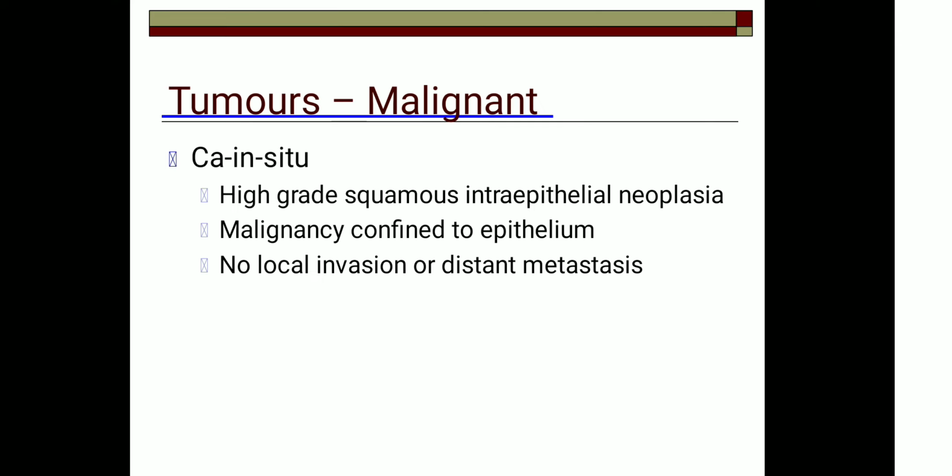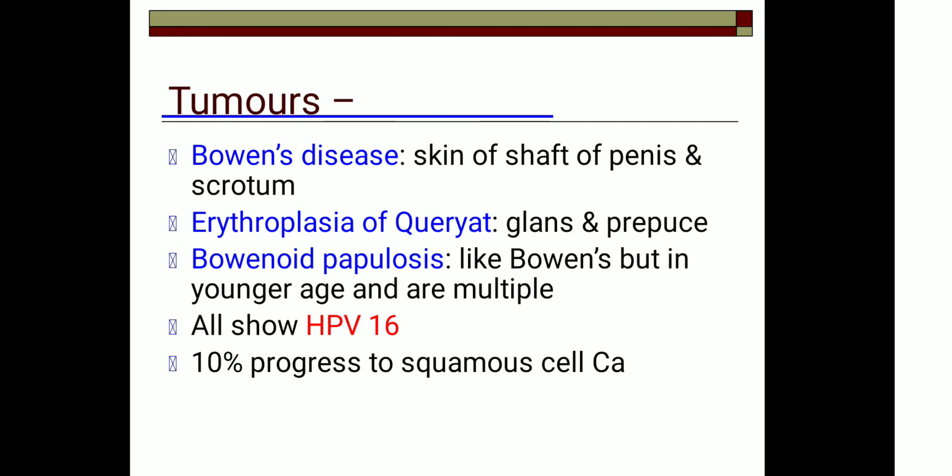Okay, then malignant tumors. You should remember the malignancy of penis, that is carcinoma penis, a squamous cell carcinoma because the lining is squamous cell. Before that, there is a preneoplastic condition, carcinoma in situ, that is a high grade squamous intraepithelial lesion, and 3 different preneoplastic lesions you can get in a penis: Bowen's disease, erythroplasia of Queyrat, and Bowenoid papillosis. And these are all intraepithelial lesions, pre-malignant conditions, which are HPV 16 positive.